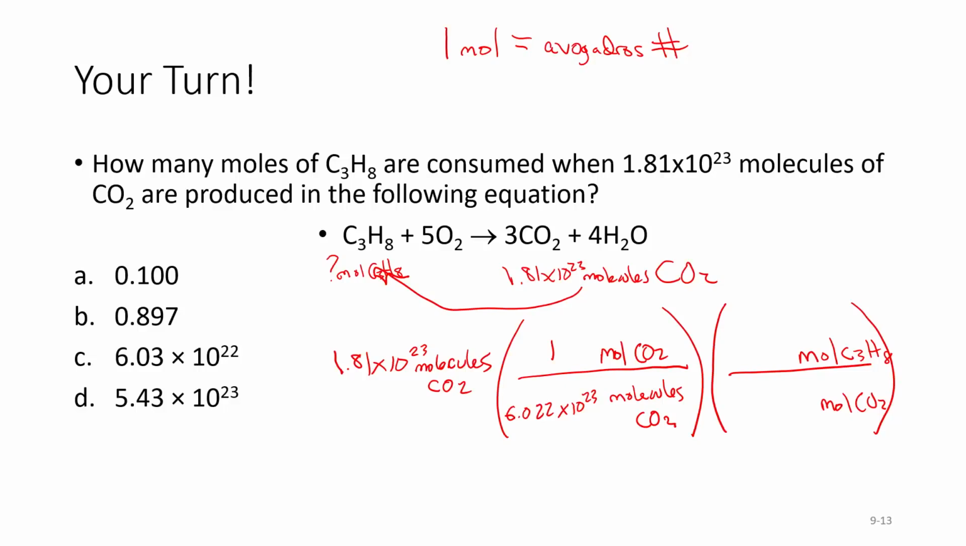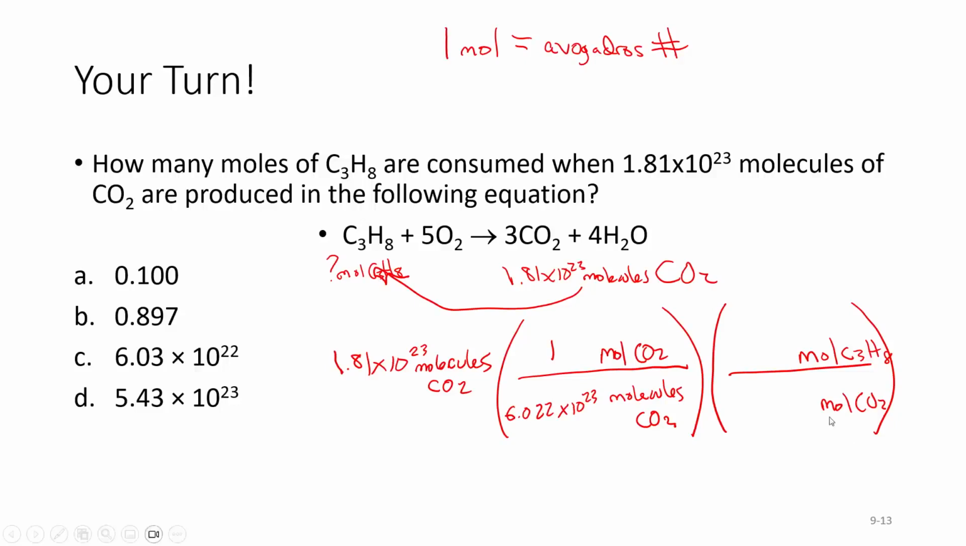We do not use coefficients from the equation in this conversion factor because we're not converting between different substances. We're going from molecules of CO2 to moles of the very same substance. The only time we pull coefficients from the equation is when we are converting from substance A to substance B. That's what happens in this very next conversion. We're going from moles of CO2 to moles of C3H8. We have to use coefficients.